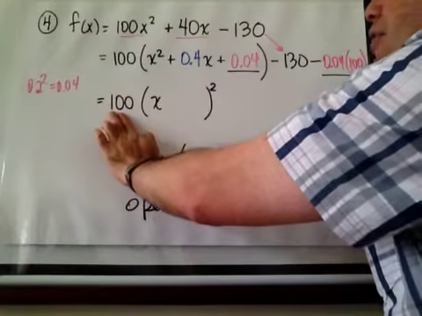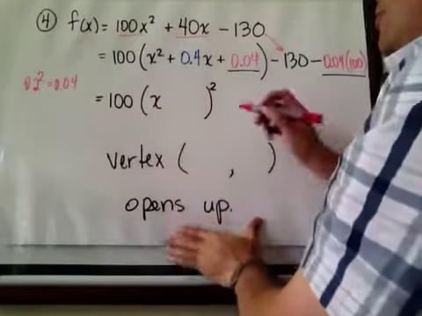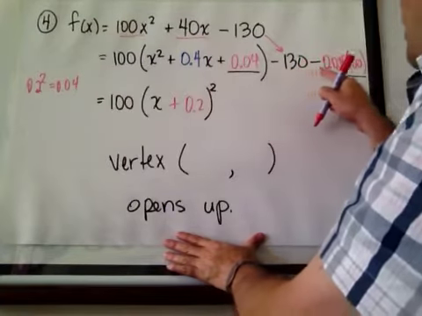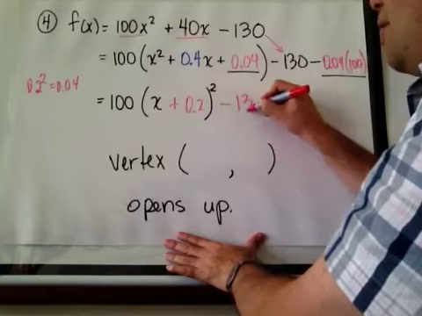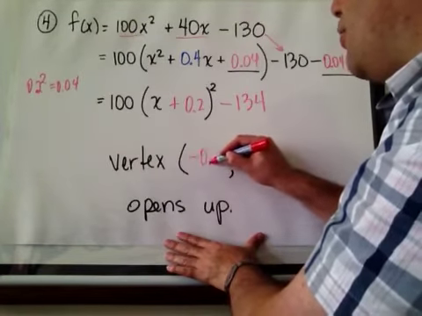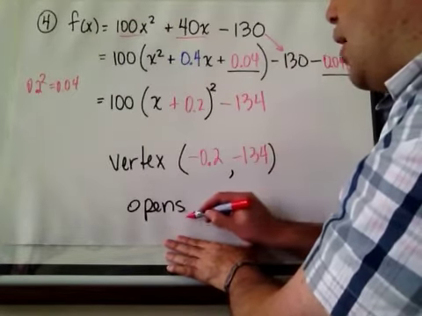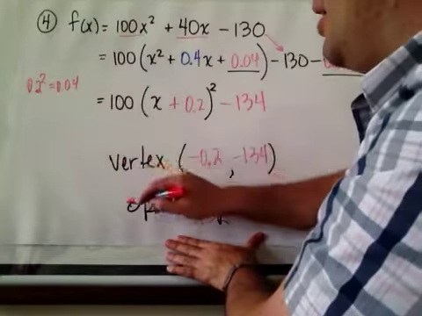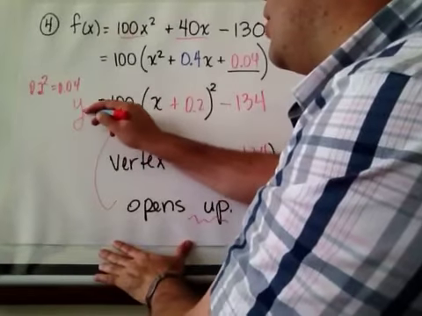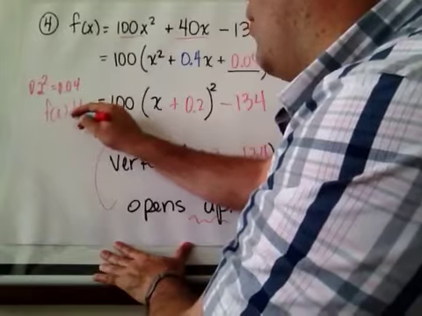So, we have 100 from here. This becomes (x plus half of this, 0.2) squared. And this is negative 134. So my vertex is (-0.2, -134). This parabola opens up. That's because of this 100. I guess the equation should be written y equals, or f of x equals all this.